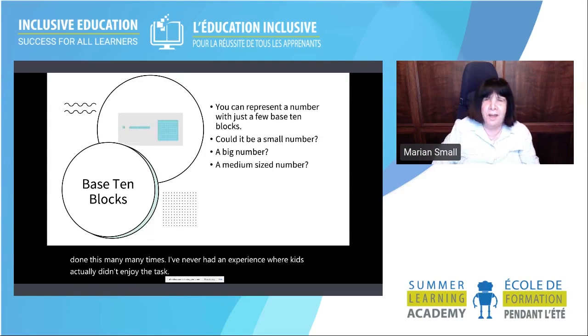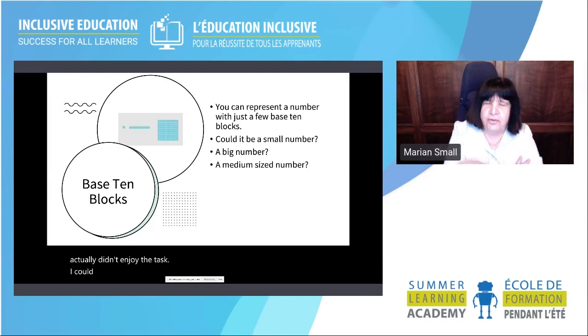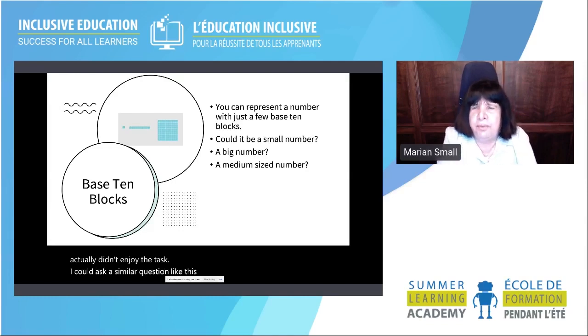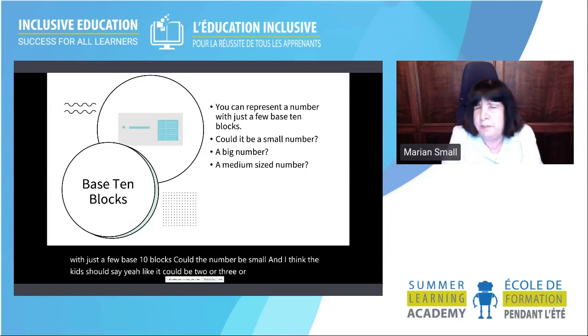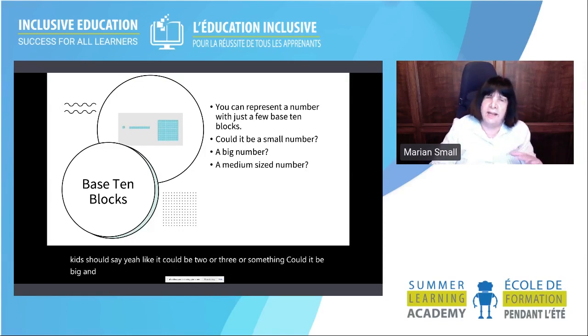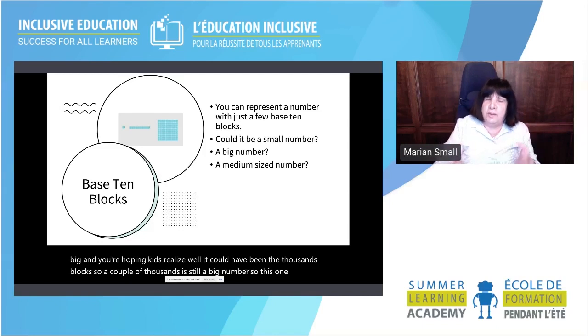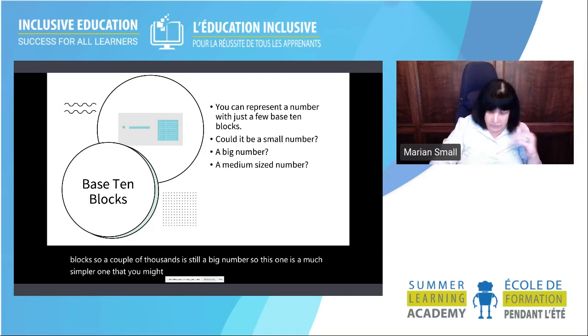I could ask a simpler question like this one. You can represent a number with just a few base 10 blocks. Could the number be small? And I think the kids should say, yeah, like it could be 2 or 3 or something. Could it be big? And you're hoping kids realize, well, it could have been the thousands blocks. So a couple of thousands is still a big number. So this one is a much simpler one that you might use to kind of lead into one of the others.